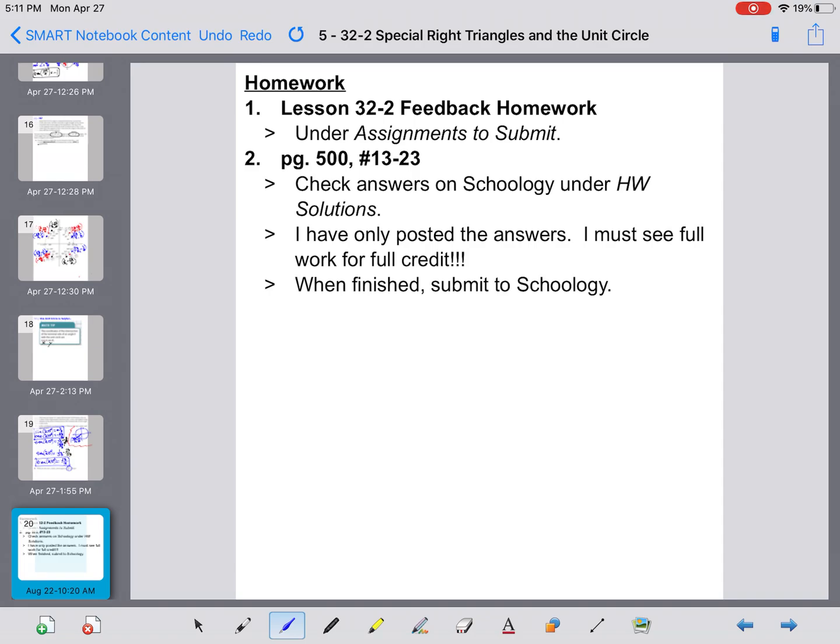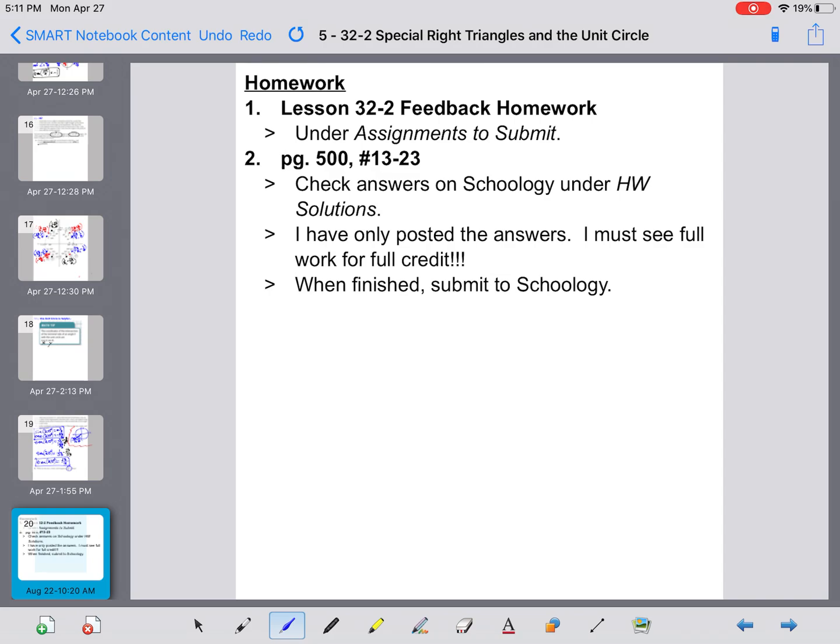Okay, so your assignment today. It's 2 things. There's a lesson 32-2 feedback homework assignment. It's under assignments to submit. This is one where it gives you multiple choice, and when you put the answers in, you'll be able to see whether it's right or wrong at the end. Feel free to do that as many times as you want. And then there's a few problems where I want to see your work. So page 513, 1 through 23.